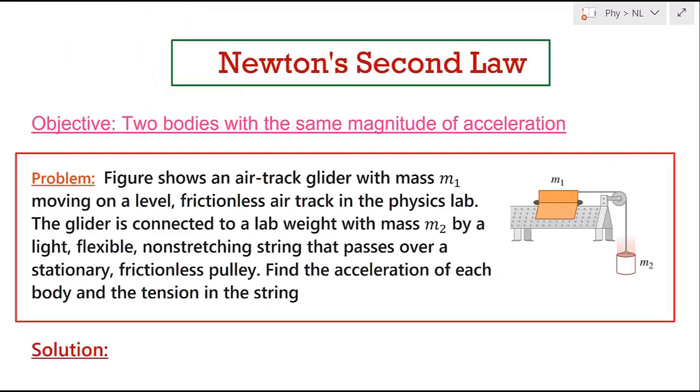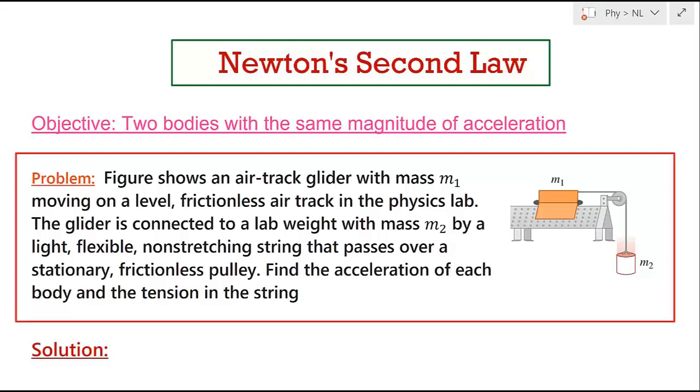Hello friends. In the last video we saw how to apply Newton's second law to a system that contains two objects, and these two objects have the same acceleration. That is, they have the same magnitude of acceleration and the same direction of acceleration. So in such cases, you can consider a composite system, the overall system, apply Newton's second law, and solve for the unknowns.